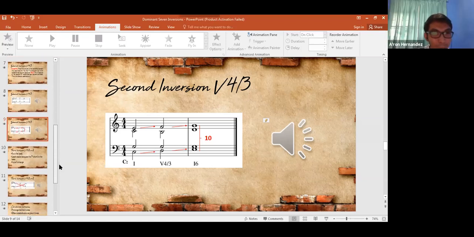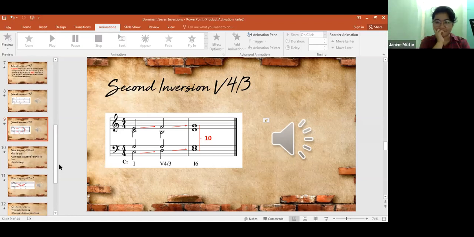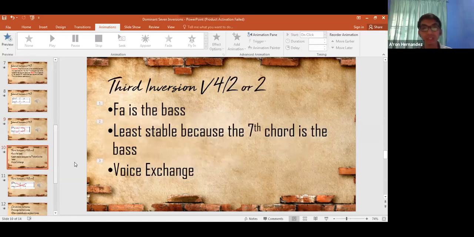Carry on. And then the third one, which we call the third inversion, the 5-4-2 or the 5-2 to lessen time sa pagsusulat ng 4. Okay. Fa is the bass. And then, ito yung kailangan nating maalala dito sa part na to: yung idea na ito yung pinaka least stable. Okay, why? Because of the 7th chord, which has the leading tone as its bass.